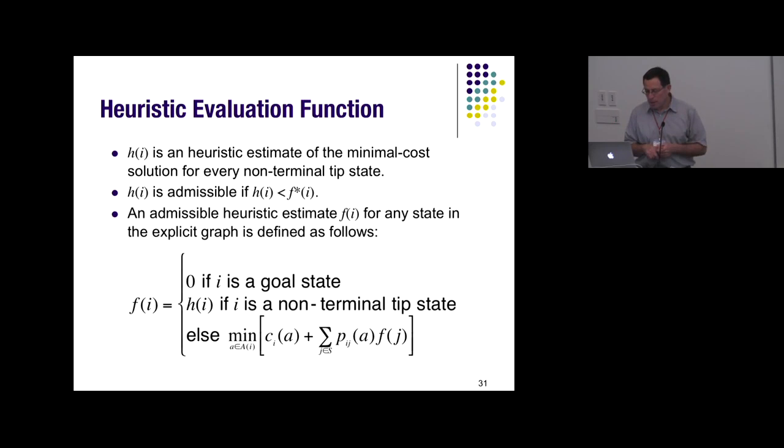So if you are evaluating a tip node that is a non-goal node, you use a heuristic value, h(i), to assign a cost estimate. We'll talk a little bit about how you come up with a heuristic. I don't know if you talk about it in this tutorial for A star, but there are a lot of techniques, abstractions, and pattern databases and so on. All this carries over to the deterministic case in most cases.